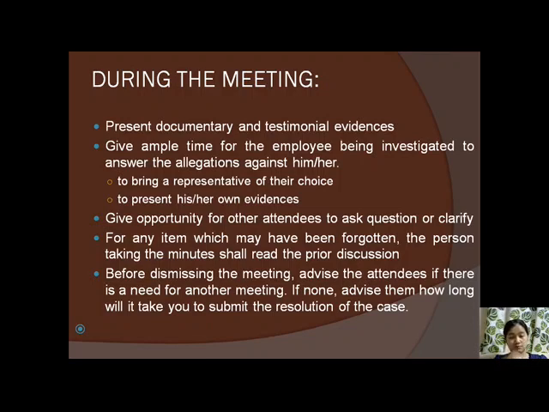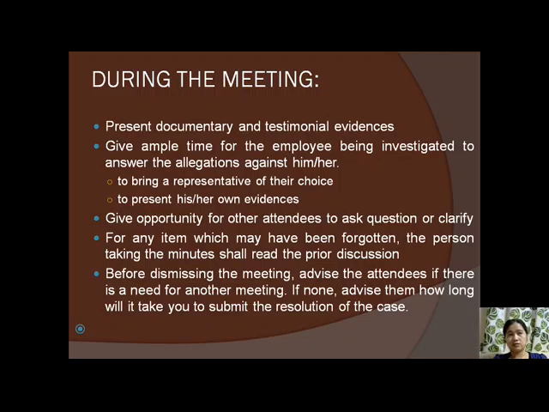Okay? So if the employee being investigated brings with him his lawyer or his legal counsel, he can actually do that, because that's part of his right. And then give opportunity for other attendees to ask questions or clarify. And then for any item which may have been forgotten, the person taking the minutes should read the prior discussion. So before dismissing the meeting, advise the attendees if there is a need for another meeting. If none, advise them how long it will take you to submit the resolution of the case.